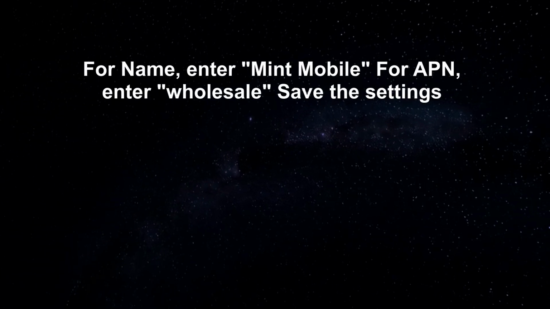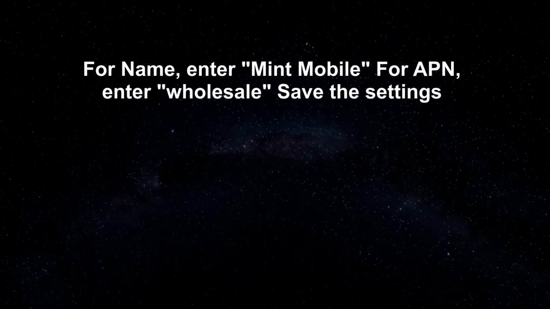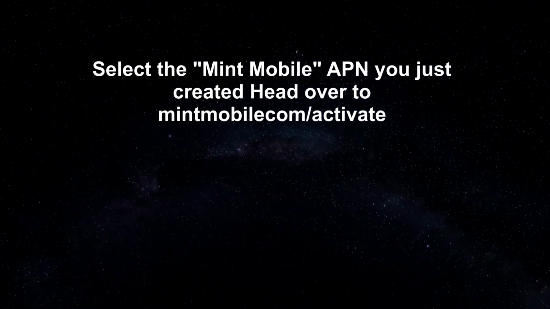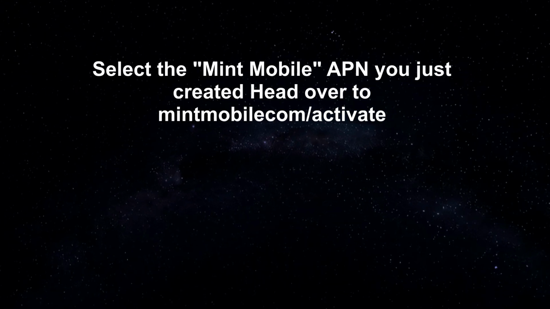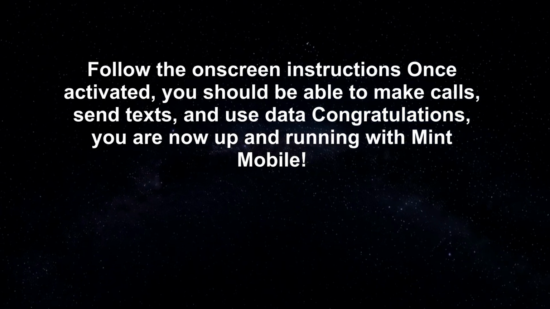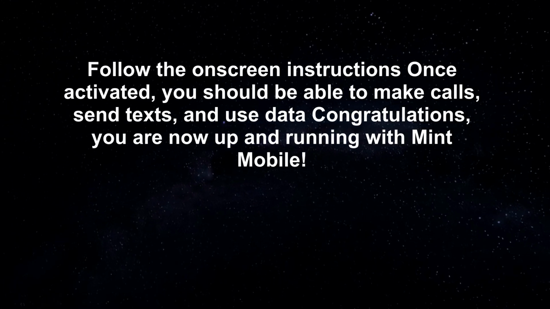For name, enter Mint Mobile. For APN, enter Wholesale. Save the settings. Select the Mint Mobile APN you just created. Head over to mintmobile.com. Activate. Follow the on-screen instructions. Once activated, you should be able to make calls, send texts, and use data.